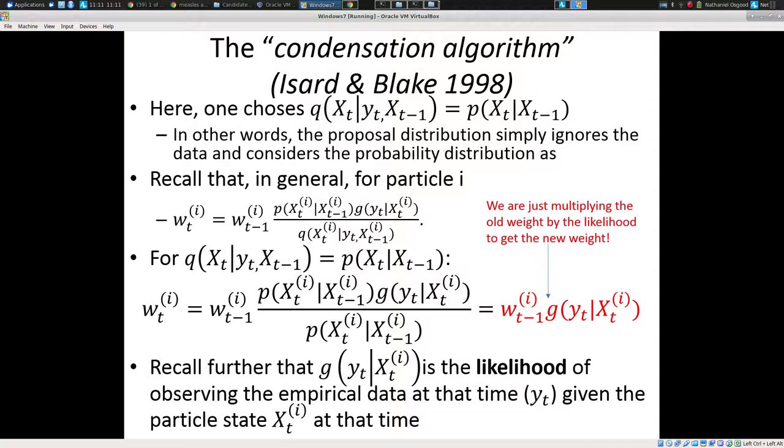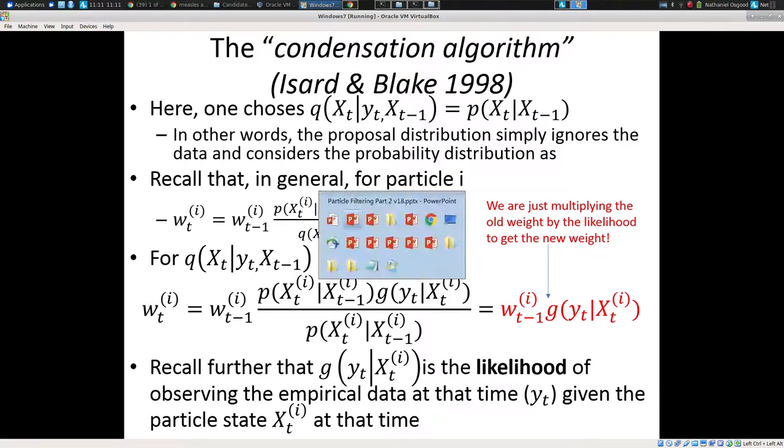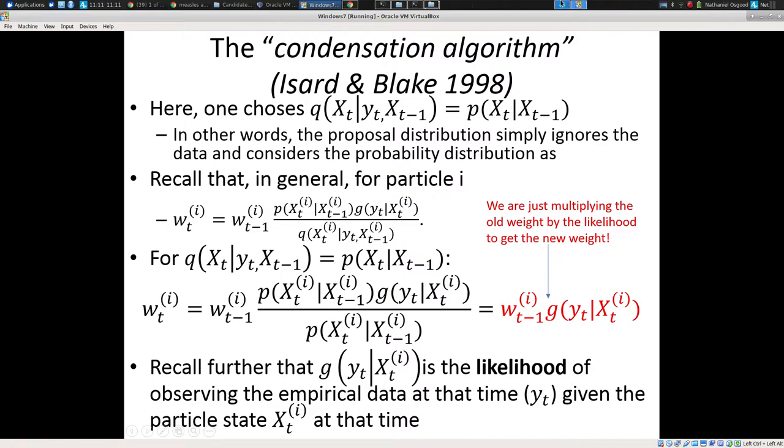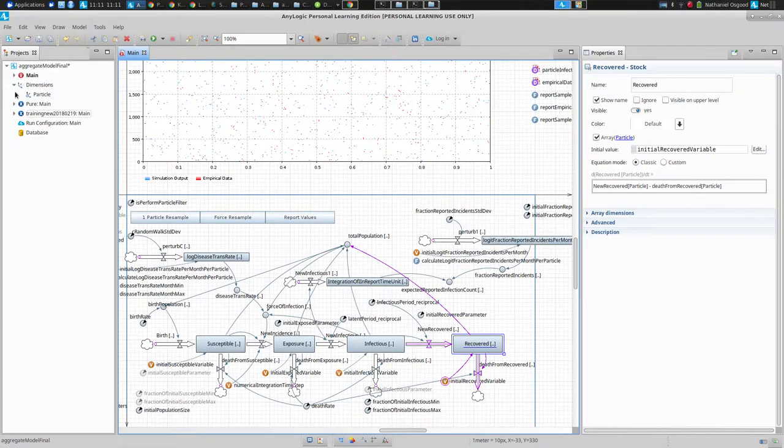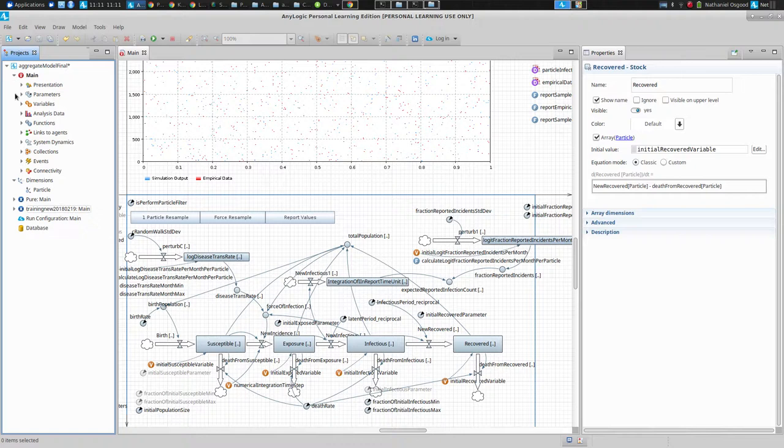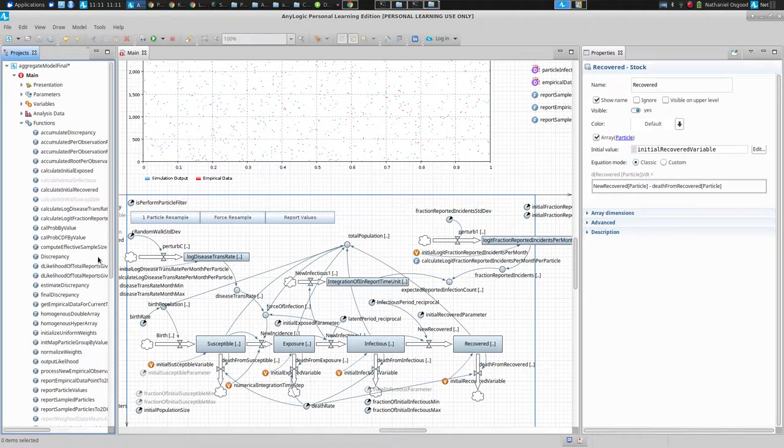So that weight will tend to be larger than before if this likelihood is high, and it will tend to be smaller than before if this likelihood is low. This is what rewards or punishes a particle for being on base or off base. So this is the likelihood. I don't expect you to know this math, but that's basically what's happening. And we could probably look at Xiaoyan's model, and I could probably go find that function.